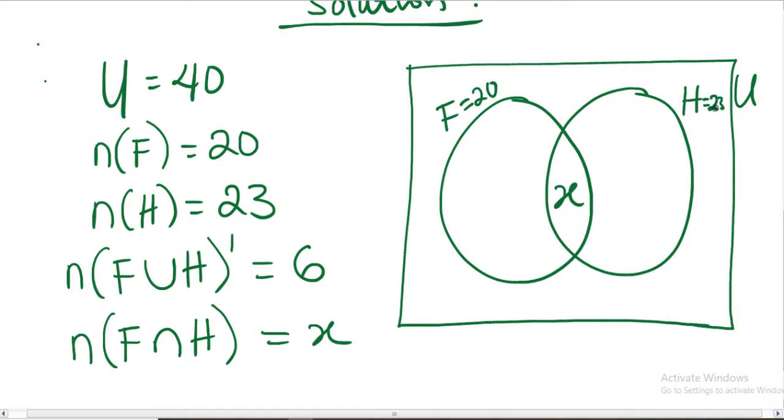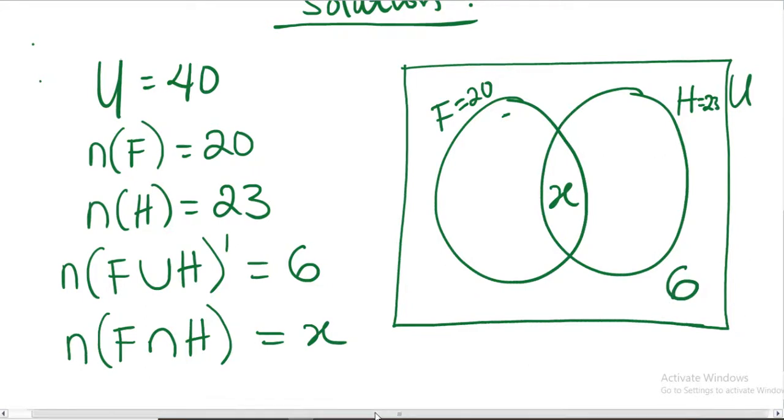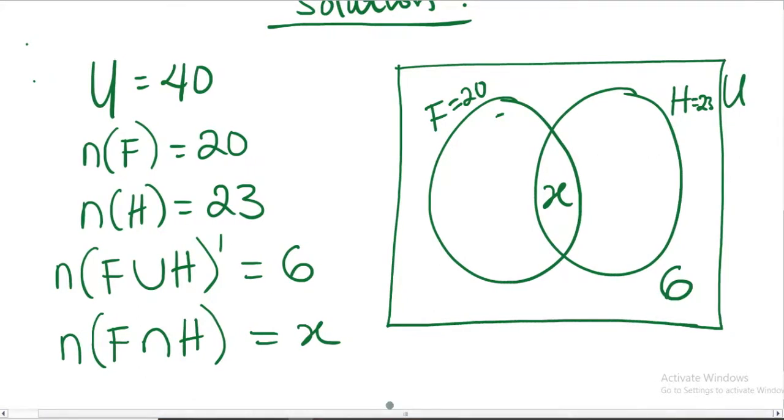So, this region is talking about those that studied only French, and this region talks about those that studied only history. But we are also giving those who studied neither to be 6. They are in the class, but they did not study. We may take them to be those who like playing truancy, but not in all cases. Okay, so how do we get those who studied only French?